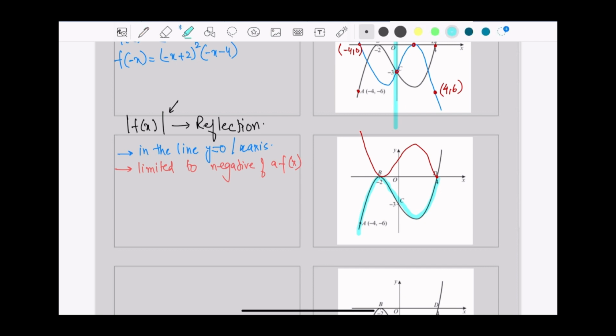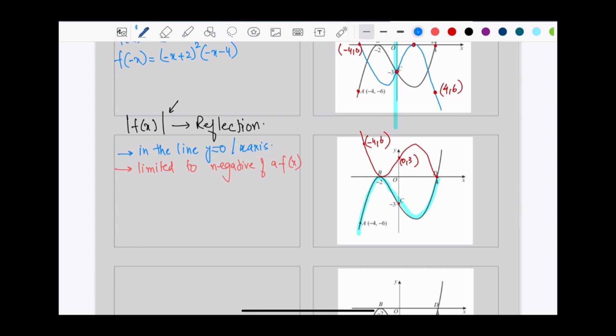Note that this part of the curve is already positive. We don't do much about it. It remains as is. So the point which was 0 comma negative 3 becomes 0 comma 3, and the point which was at negative 4 comma negative 6 becomes negative 4 comma positive 6 after reflecting.